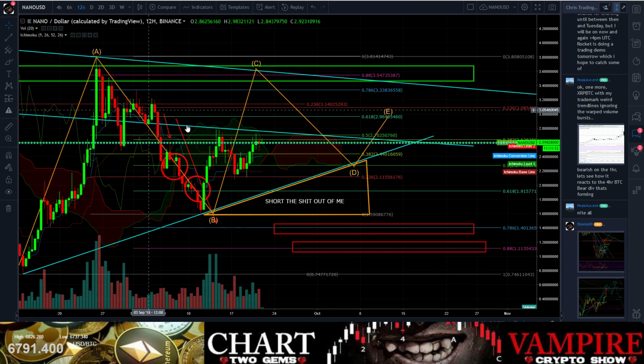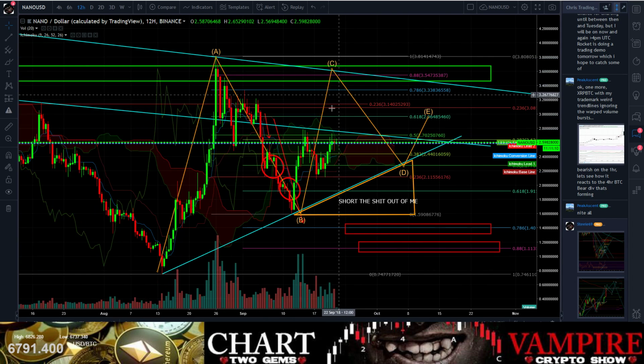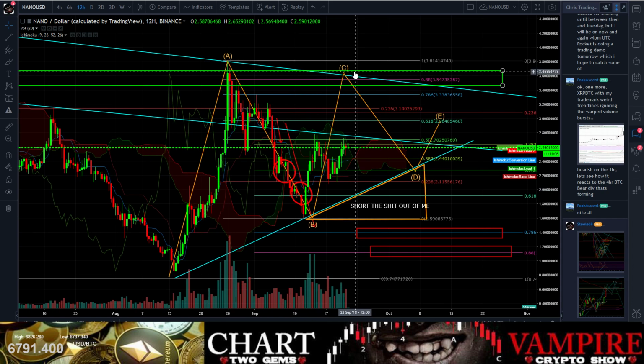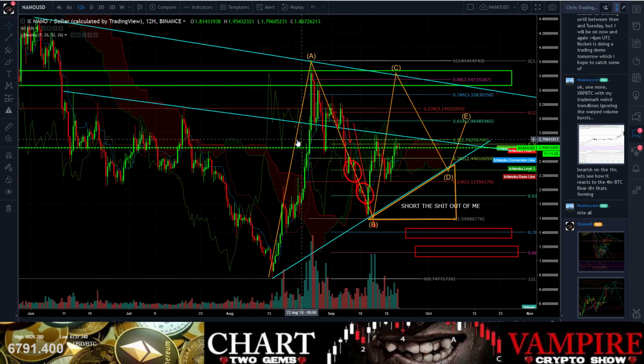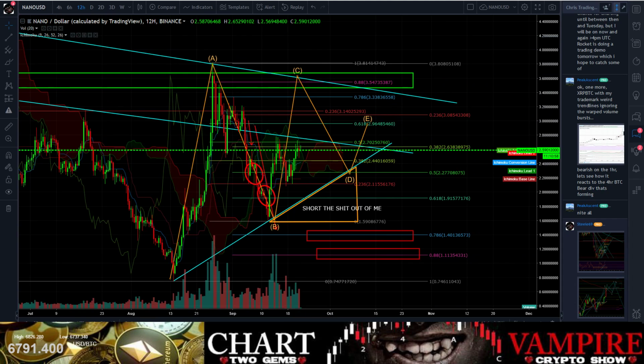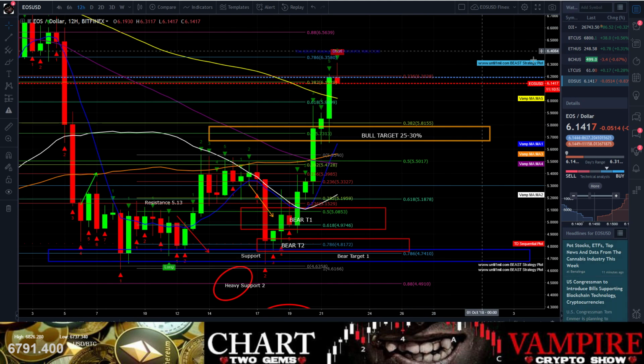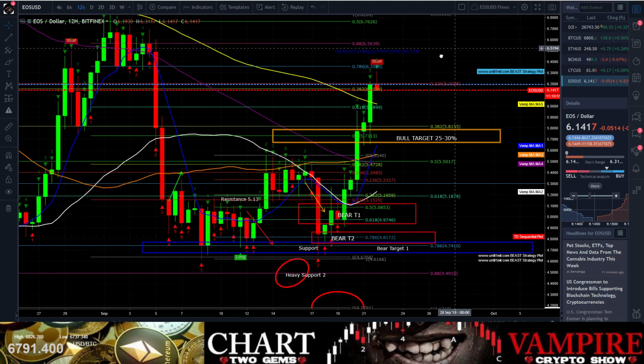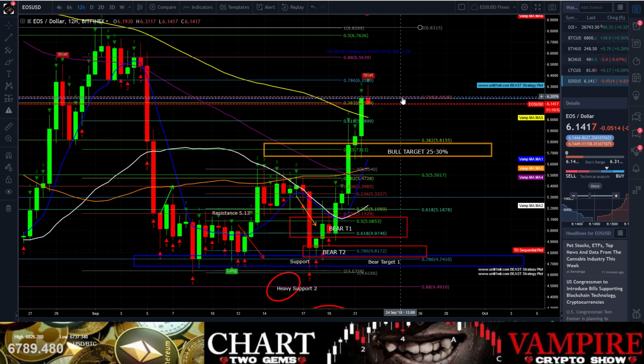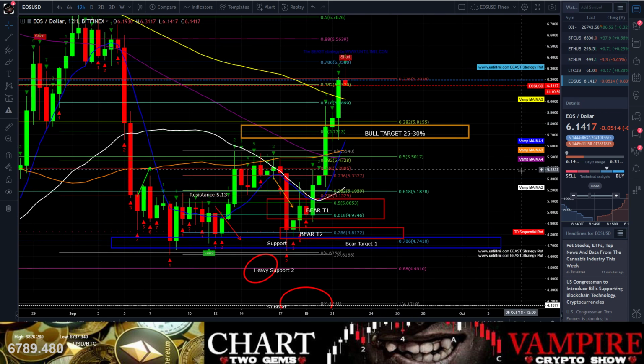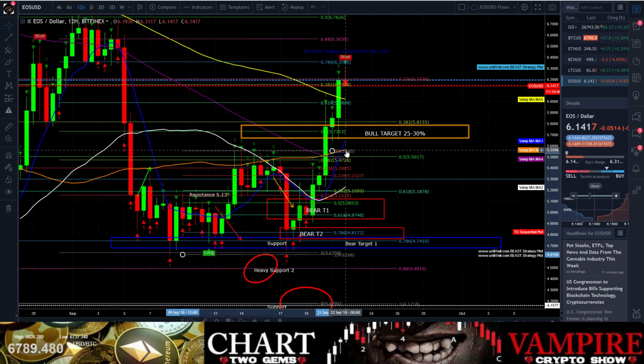Nano, we did a Nano chart earlier. Listen, if Nano breaks out right here, this looks like an A, B, and a C to break out. There would be my topside Nano target. You're piled underneath this massive trend line that goes all the way back here. You just can't break through it. There's my Nano chart. EOS just had a short call on it on the 12-hour. So you did get the short call on it by the B scalper on the 12-hour.